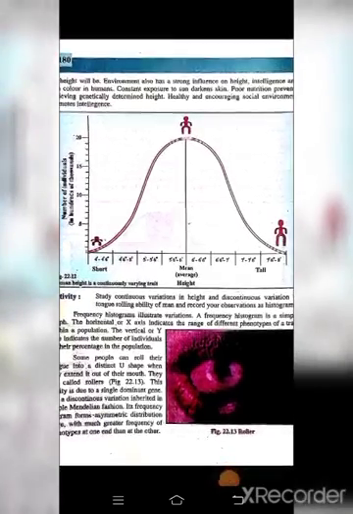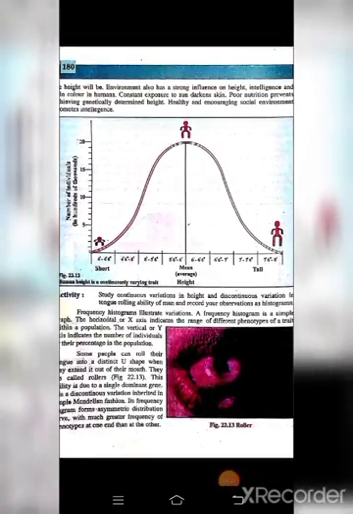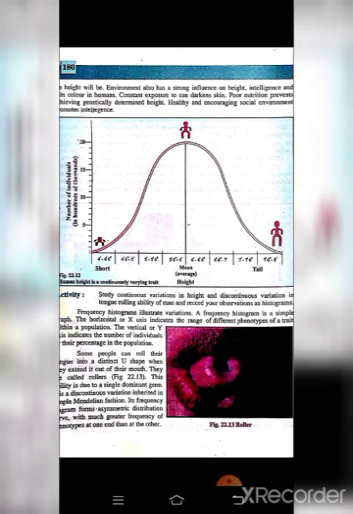This is the human height shown by the graph. Human height is a continuously varying trait. On the y-axis, the number of individuals in hundreds of thousands, and on the x-axis, height. Short height is also shown, and tall height is also shown.